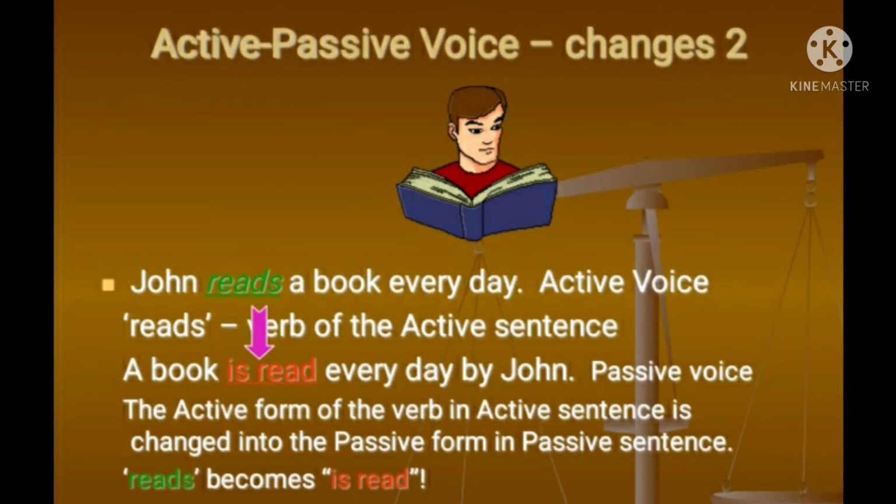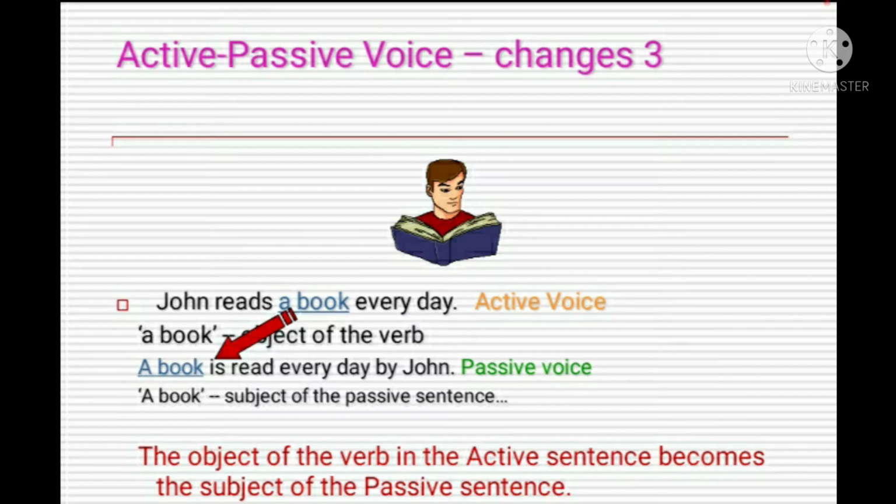See the next example. John reads a book every day. Active voice. Reads is the verb in the active sentence. What will be the passive voice? A book is read every day by John. Here we see the active form of the verb in the active sentence is changed into passive form in the passive sentence. Reads becomes is read. You understand? The next sentence, how changes take place. John reads a book every day.